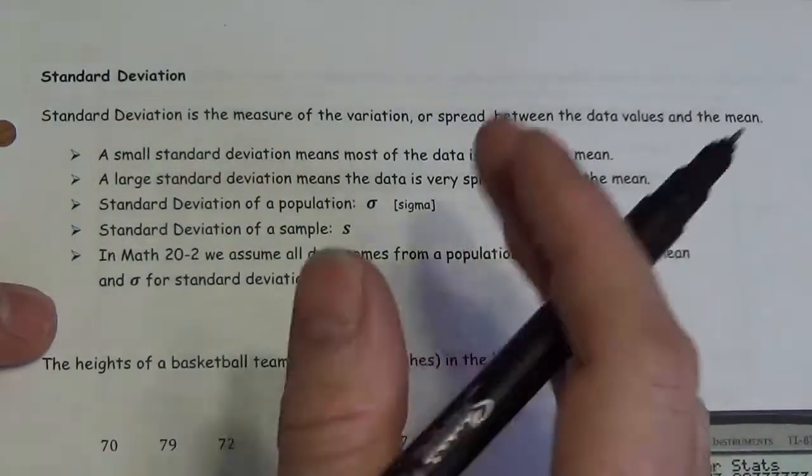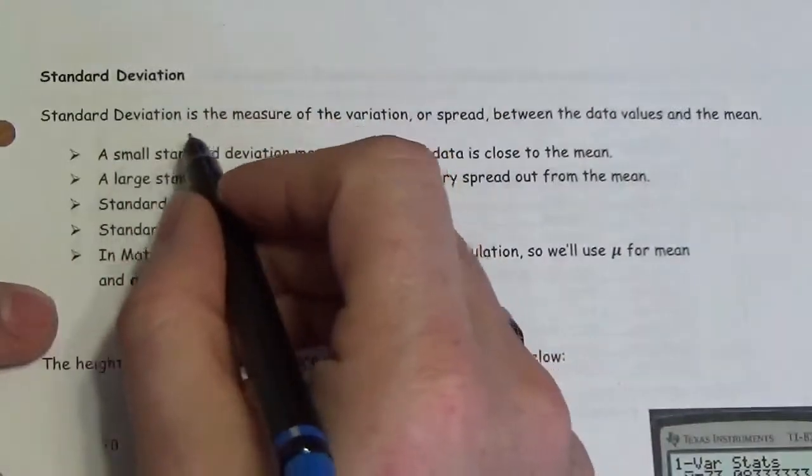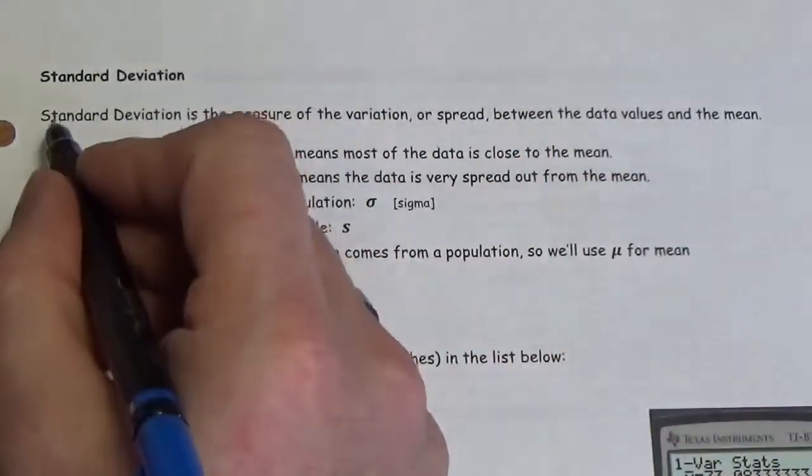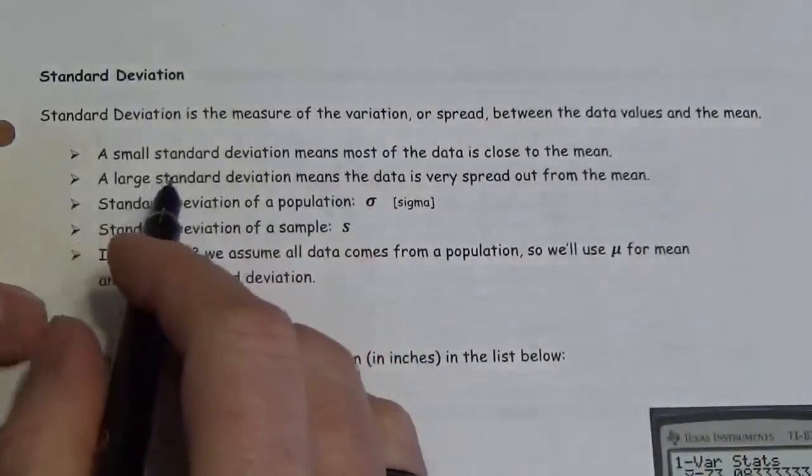Now, I know that in a lot of cases what you're reading there is a lot of mathematical blah, blah, blah. So standard deviation is the measure of, yeah, whatever. But let's get a little bit more specific. What does it mean here?